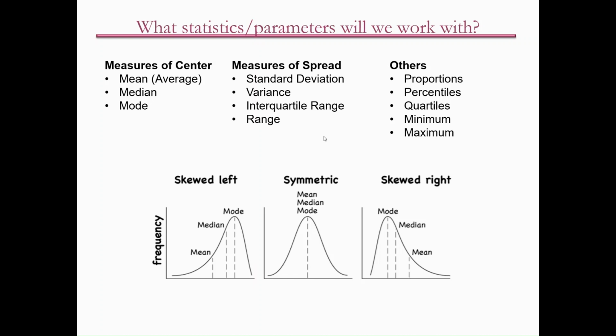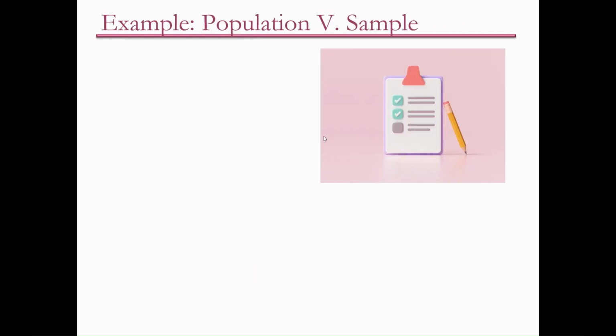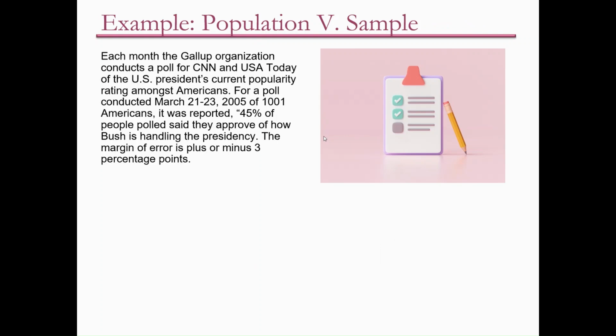All right, well, let's go ahead and take a look at our next slide here. So we're going to try to identify maybe the population or the sample here. Let's see what this says. Each month, the Gallup organization conducts a poll for CNN and USA Today of the US president's current popularity rating amongst Americans. For a poll conducted March 21st through 23rd, 2005, of 1,001 Americans, it was reported 45% of people polled said they approved of how Bush is handling the presidency. The margin of error is plus or minus 3 percentage points.